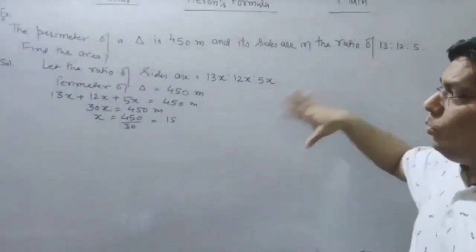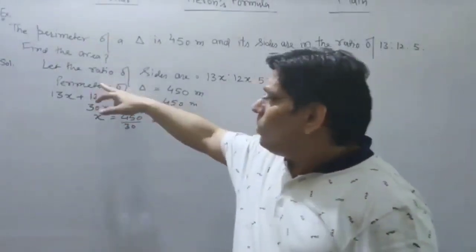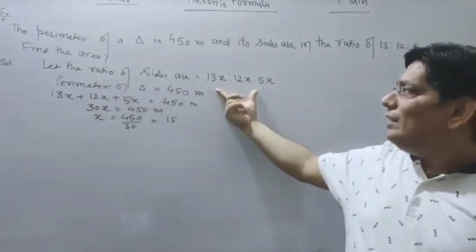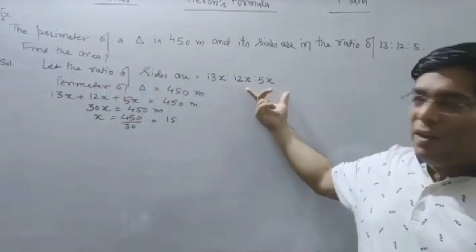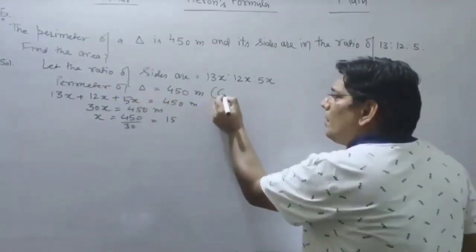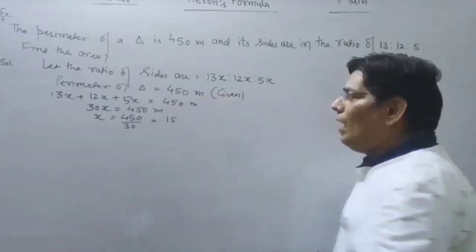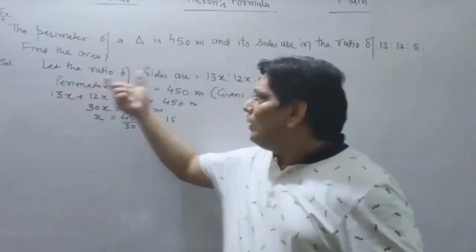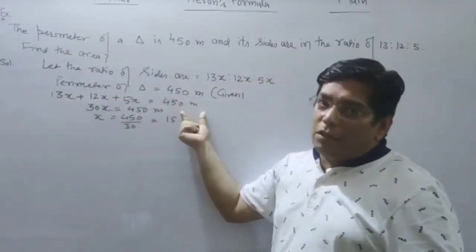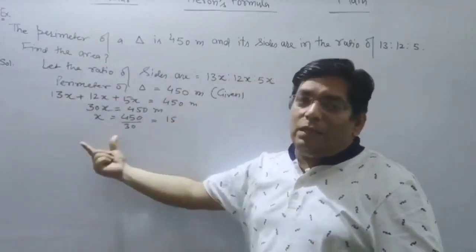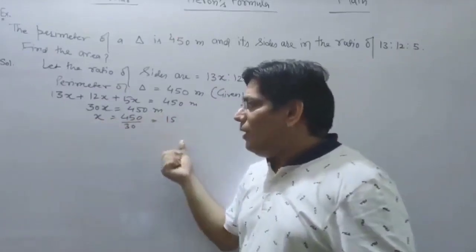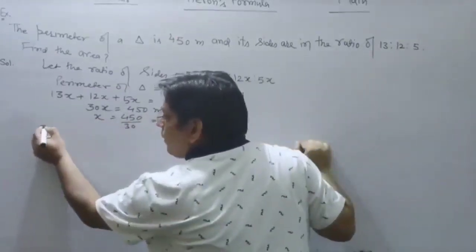So in that situation, what we do, first of all we consider the ratio of sides of a triangle to be 13x, 12x and 5x, and the perimeter of the triangle 450. This is already the given information. After that, perimeter means sum of sides, so we added all the sides, that equals 450 meter, and 30x equals 450 meter. x will be 15.